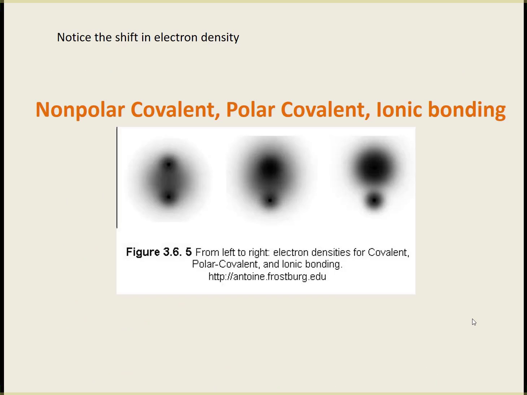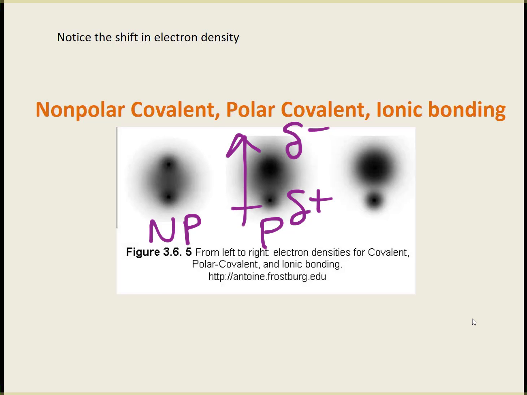Here's a picture that shows the electron clouds in nonpolar covalent, polar covalent, and ionic. You can see in the nonpolar how it's sharing the electrons in the bond, because the electron cloud distribution is the same. In the second one, which is polar, you can see the electron cloud distribution is shifted over to one side. So it's a little bit negative here and a little bit positive here. And I could draw the little arrow, which looks like that. Again, the arrow points to the more negative side.